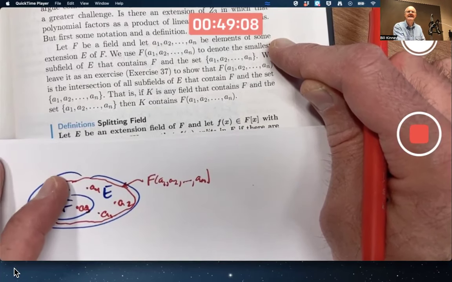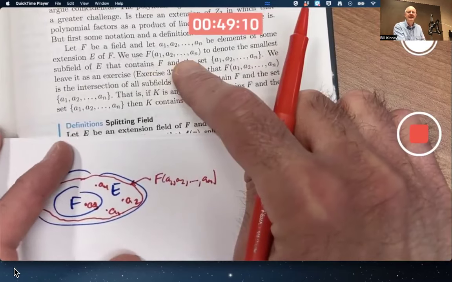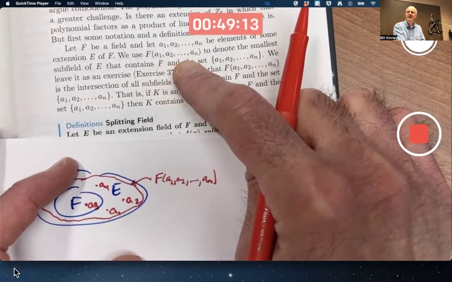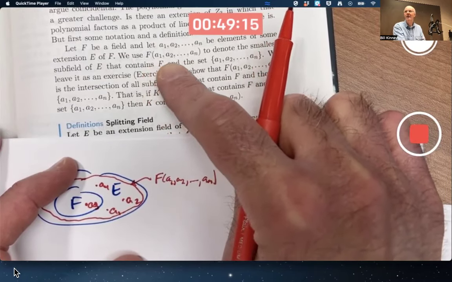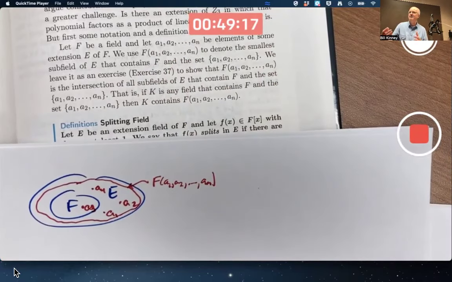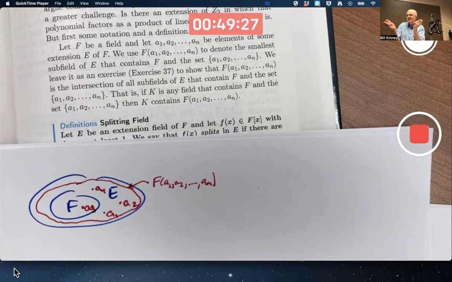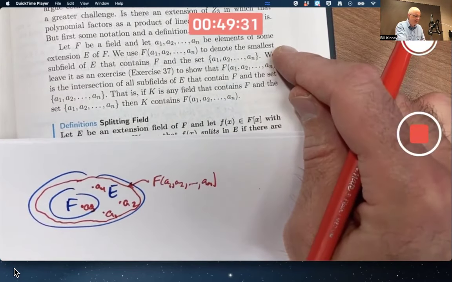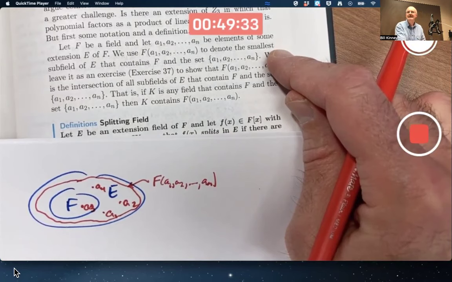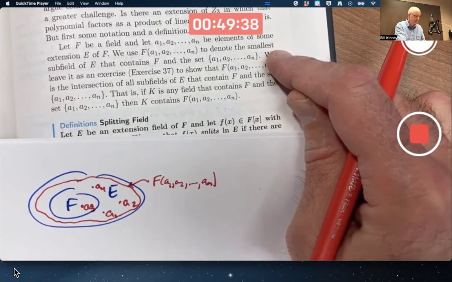Does this thing have a name? Yeah, it's effectively called F adjoin A1 through AN, and maybe that name is part of the confusion. Adjoin seems to mean just add in those elements, but no, you add in many more. Describing it as the smallest subfield of E containing all these things is the best way to describe it, initially at least.